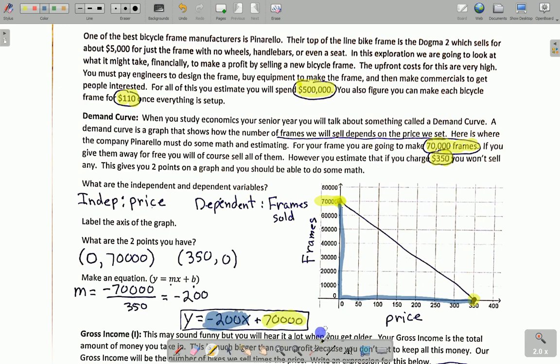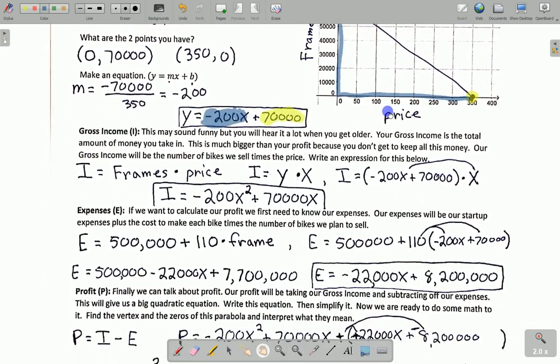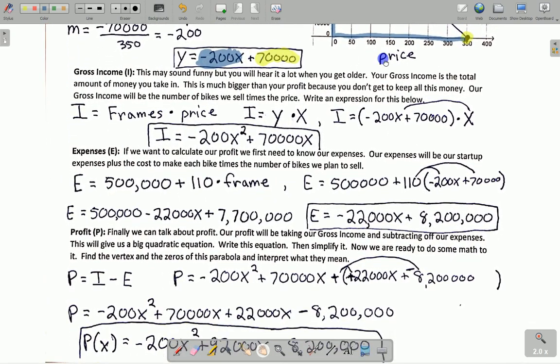All right, so once you have that demand curve, you turn that into income, and then expenses, and then profit. So your income is the number of things you are selling times the price. First the price, well the price is your x-axis. And so that's why price becomes x.